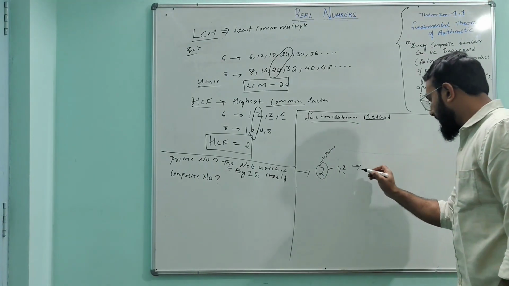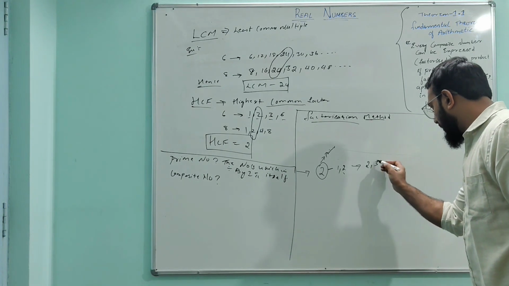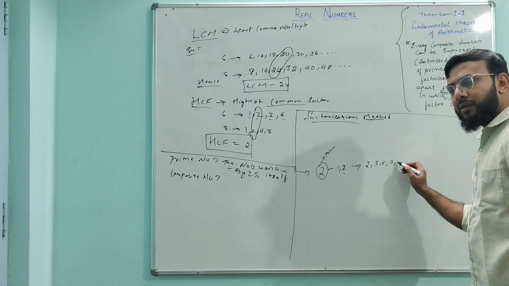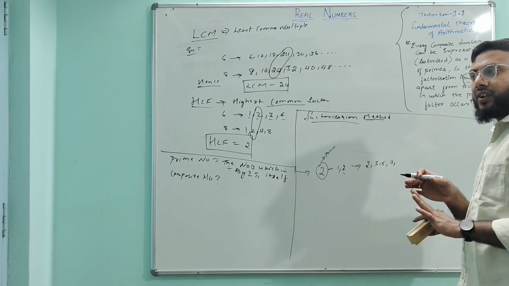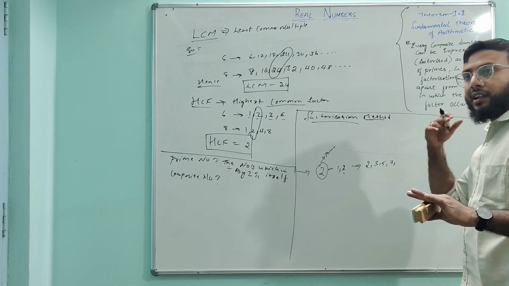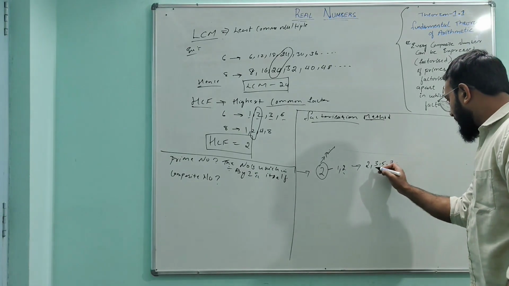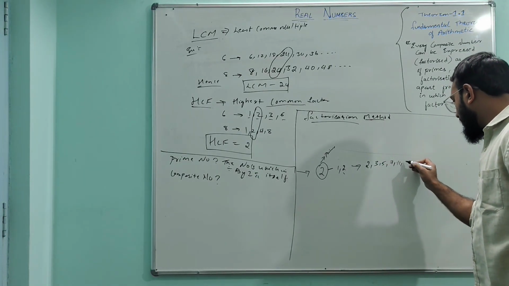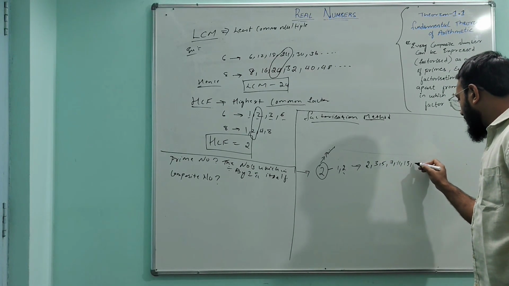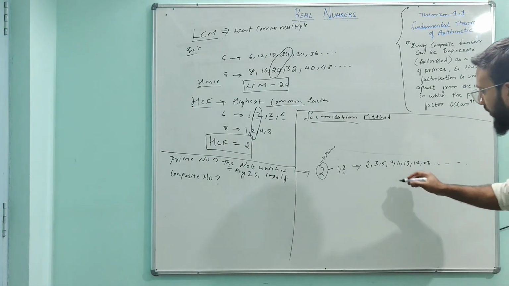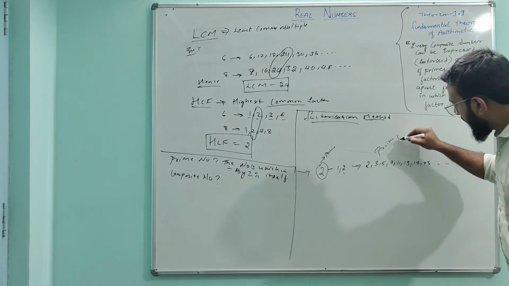So, 2, 3, 5, 7, 9. Is 9 a prime number? No, because it will go in the 1 table, 3 table, and 9 table. So it has more than 2 factors. So 2, 3, 5, 7, 11, 13, 17, 23. These numbers are called prime numbers.